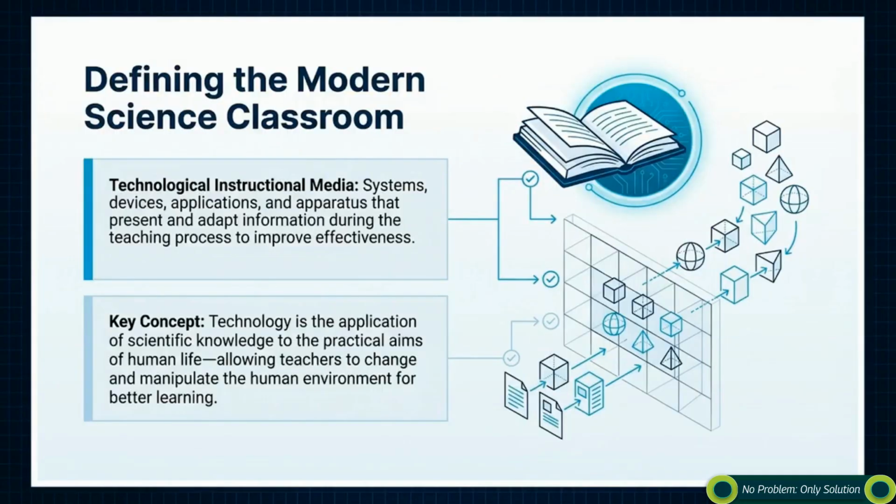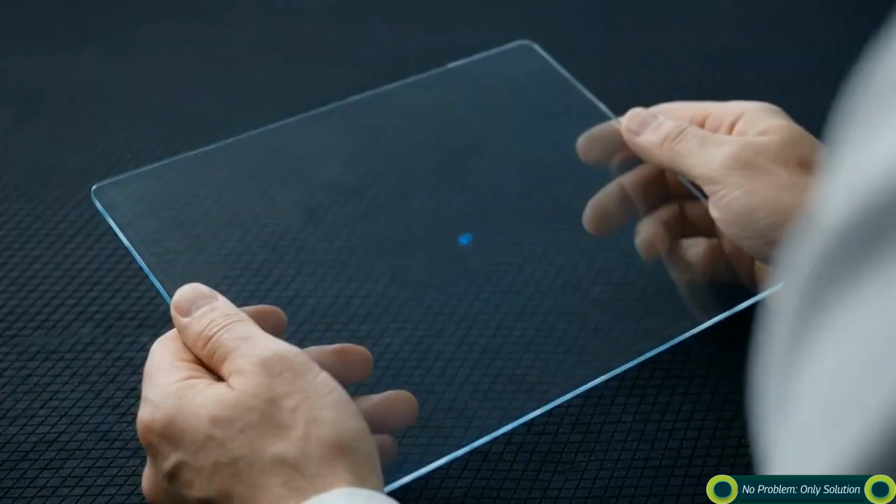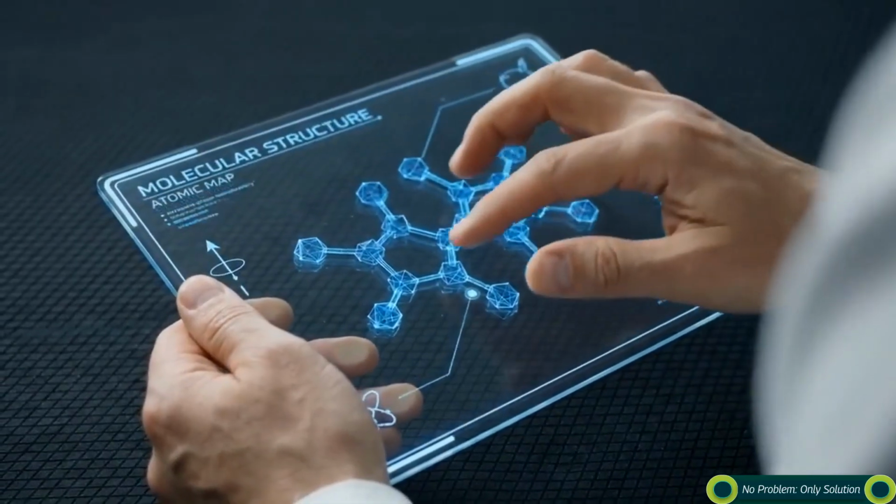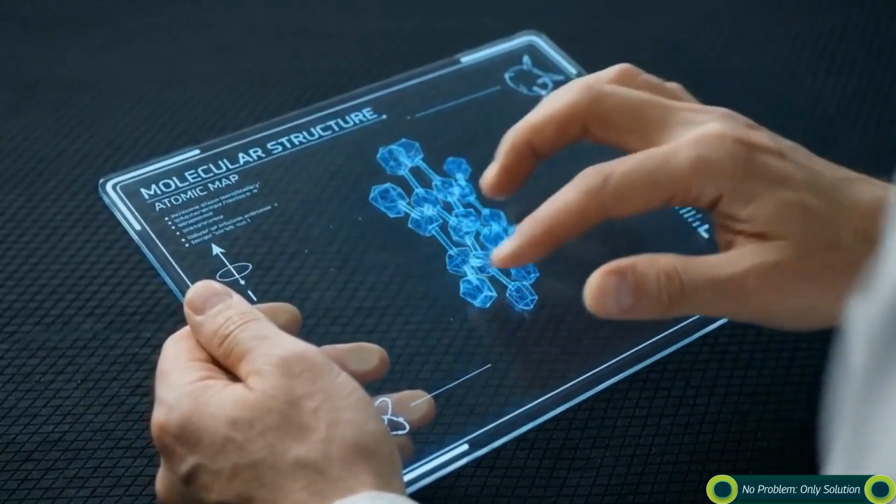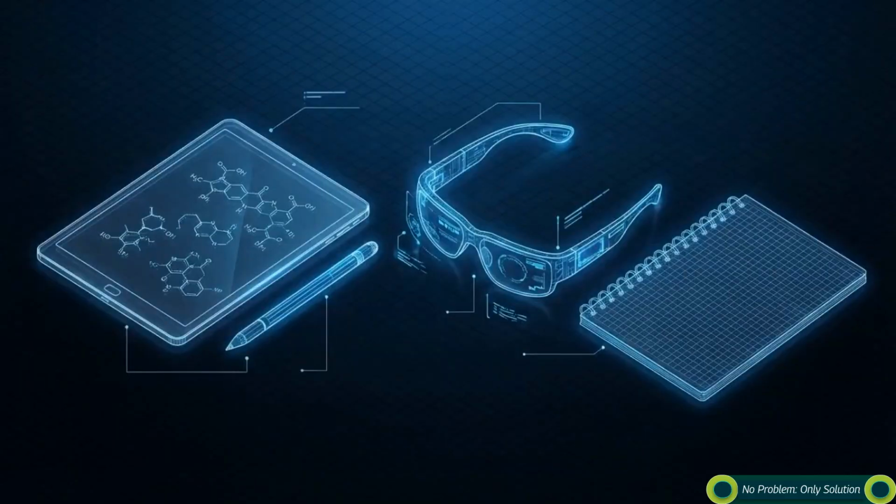Technological instructional media refers to the specific systems, devices, and applications used to present and adapt information during teaching. The core concept is applying scientific knowledge to practical aims, allowing teachers to manipulate the environment to help students process information better. The objective is to move beyond surface-level interaction and reach true scientific comprehension, a goal that requires a careful selection of technological tools.